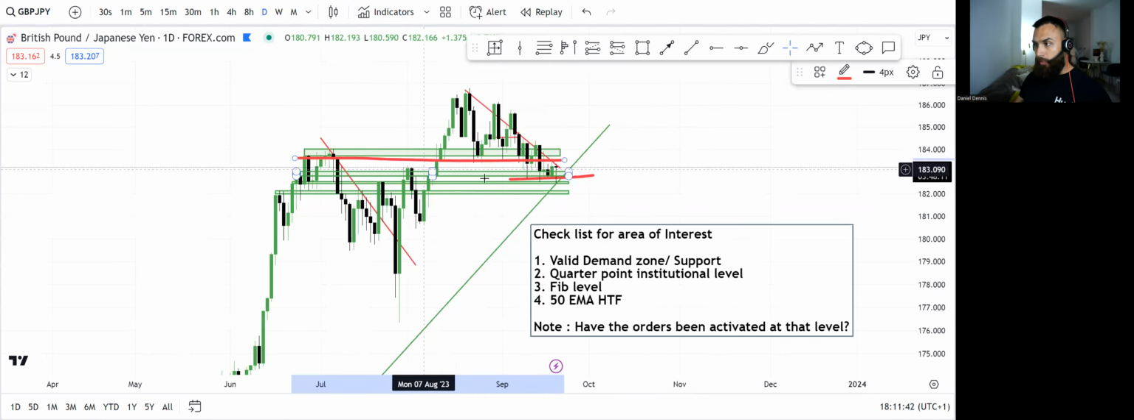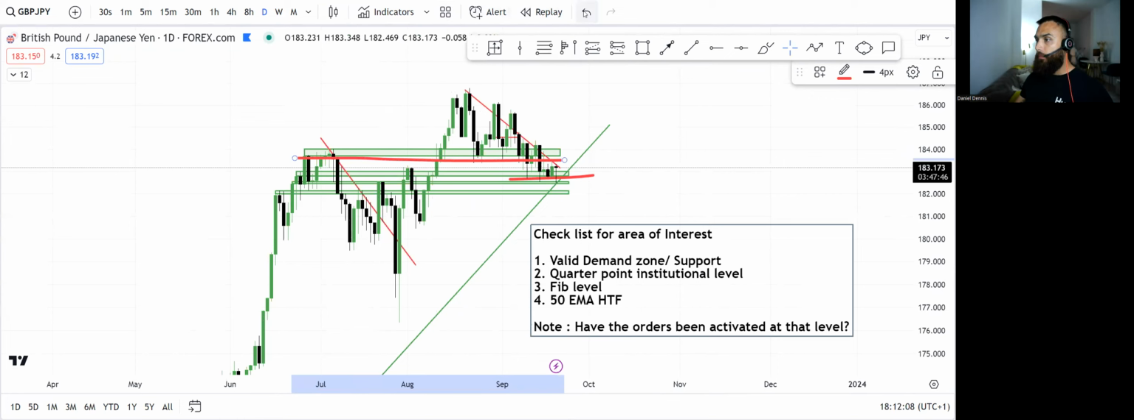But the two levels that we're going to use today is this level here, which you can identify by seeing that it was once a resistance. It came back up, resistance again, and now it's come back down. It's now acting as support. So this is basically what I mean by a valid demand zone or support.